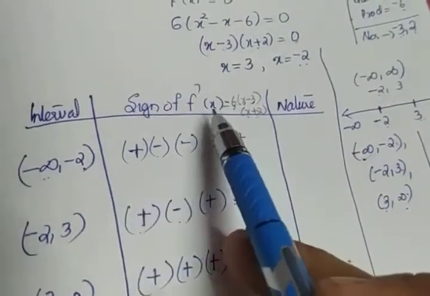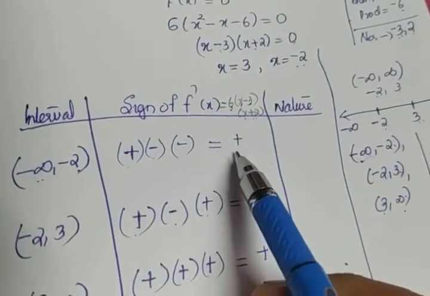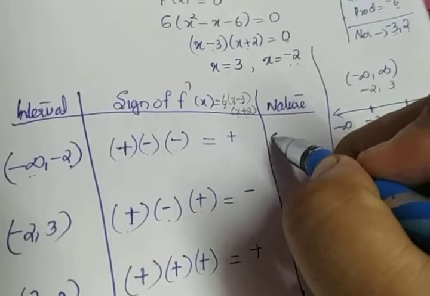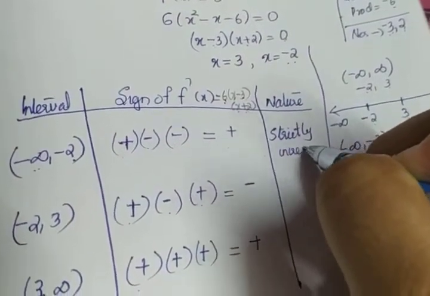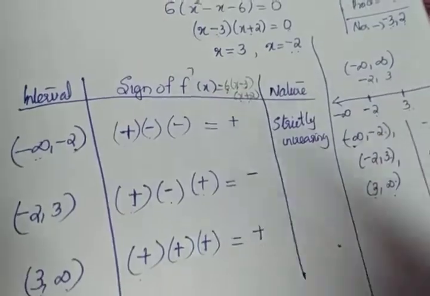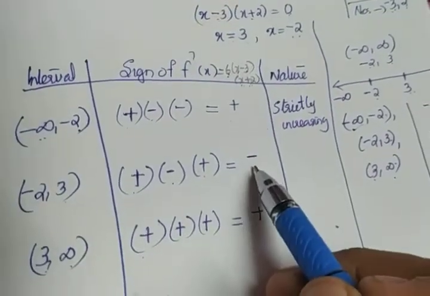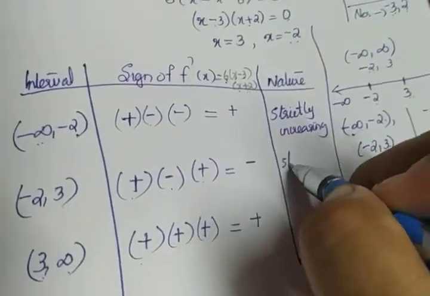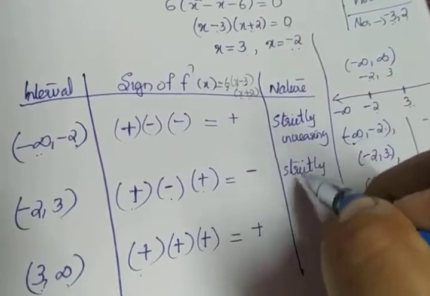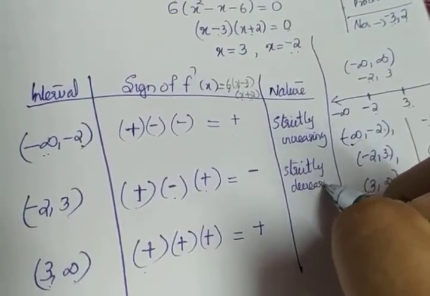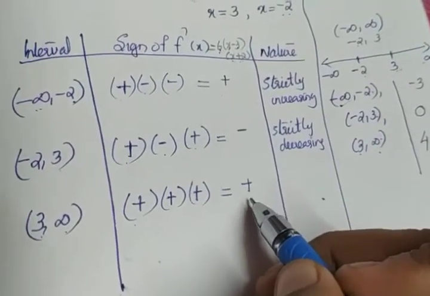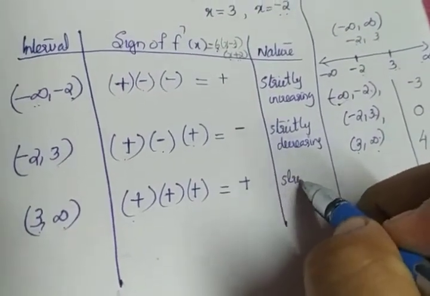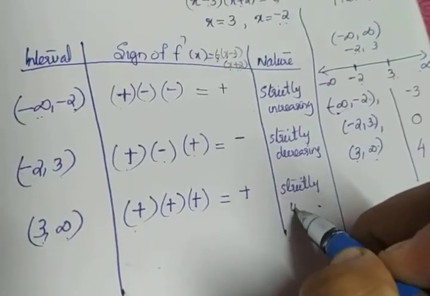And for the first interval I got the sign of f dash x as positive. So we will conclude that f of x is strictly increasing. In the interval minus 2, 3 we got the sign negative. So we will conclude that it is strictly decreasing. And in the third interval 3 infinity also we are getting positive. So we will conclude that it is strictly increasing.